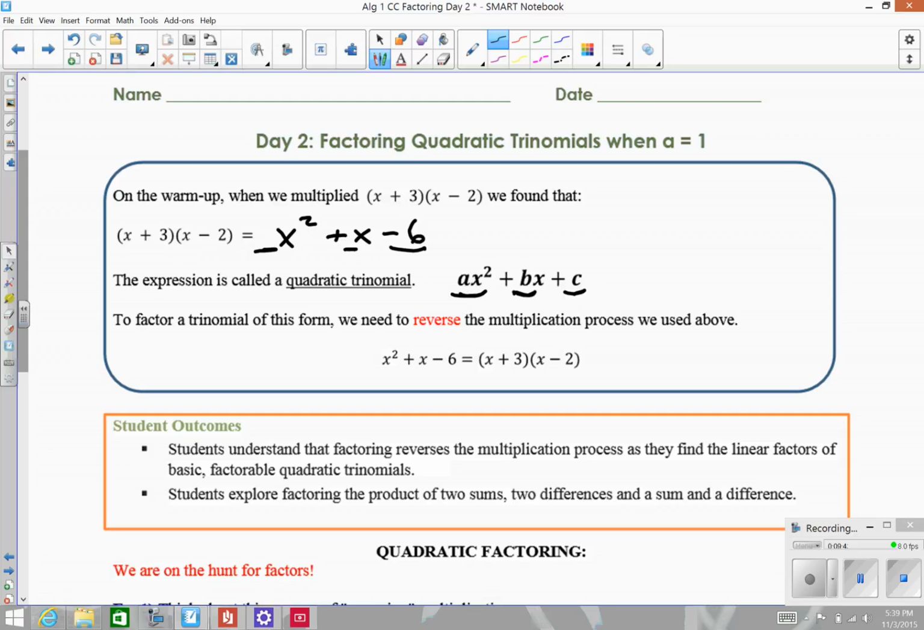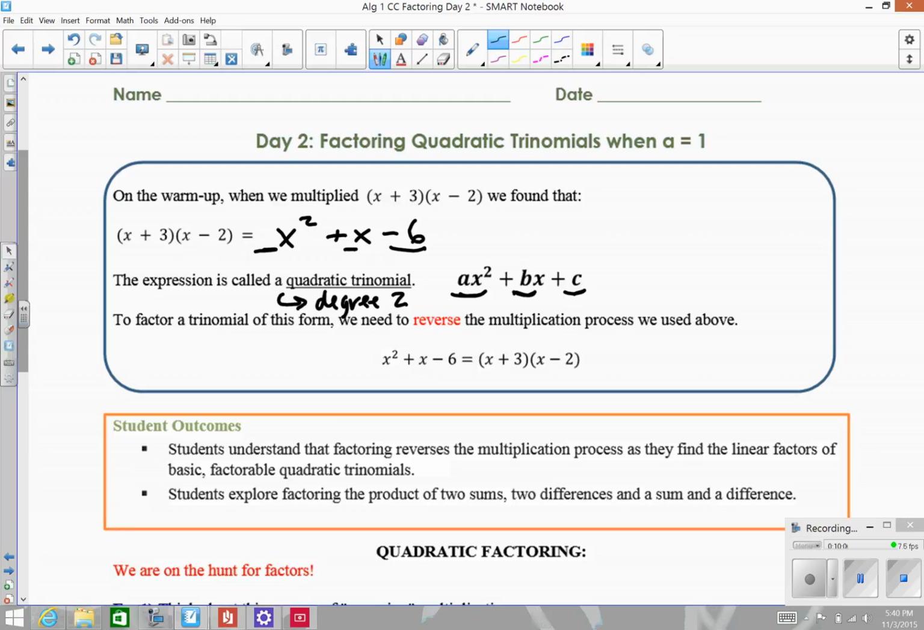Now, this expression is called a quadratic trinomial because there are 3 terms in my polynomial. And quadratic refers to a degree of 2. So if my expression is second degree, then I have a quadratic polynomial.